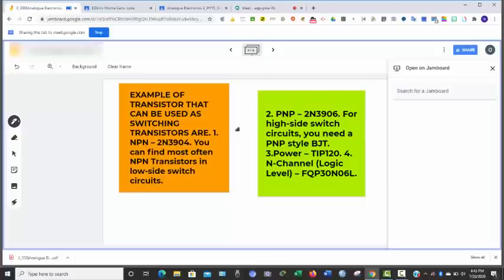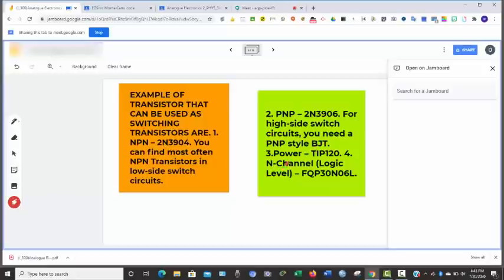Example of transistors that can be used as switching transistor are NPN 2N2904. You can find most often NPN transistor in low side switch circuit. The other one that can be used is PNP 2N3906 for high side switch circuit. You need a PNP style BJT.